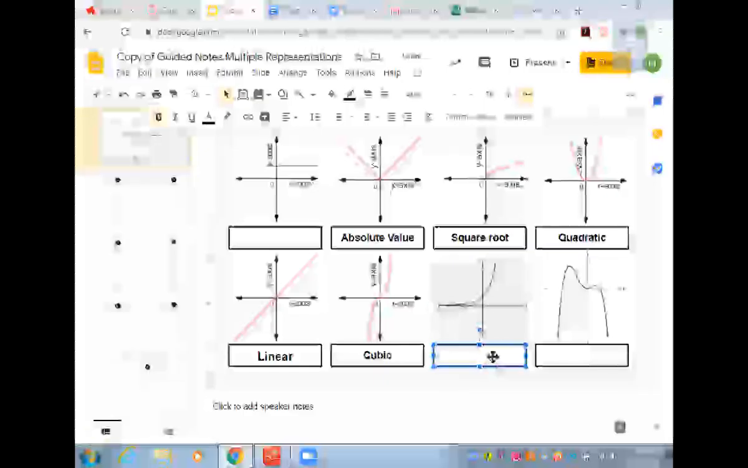And the third one there? Exponential. And this last one in the bottom right corner? Quartic, yep.